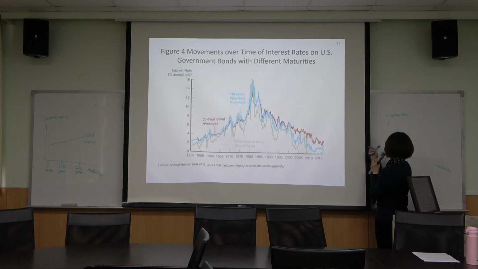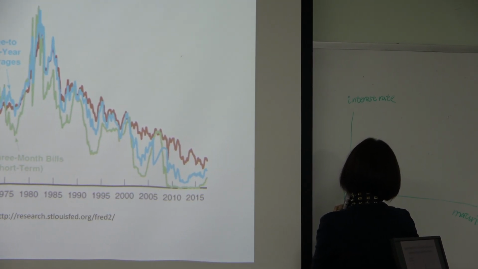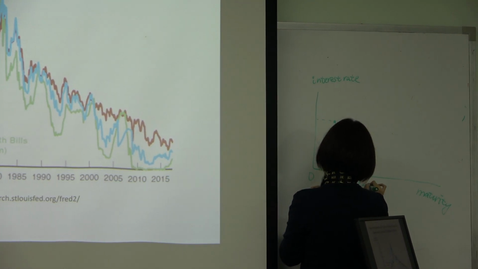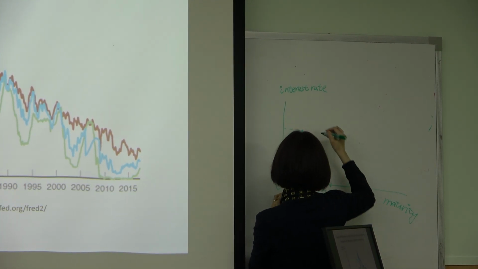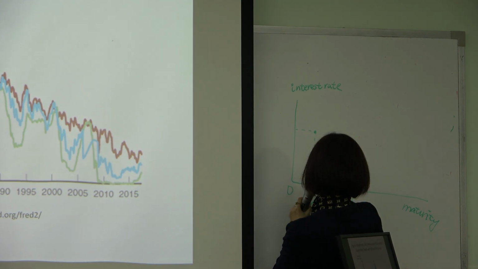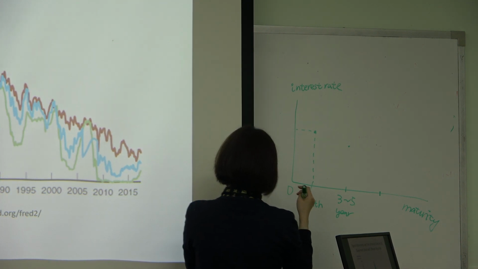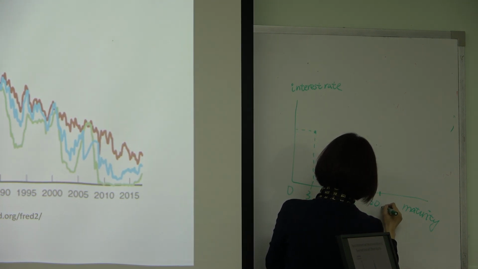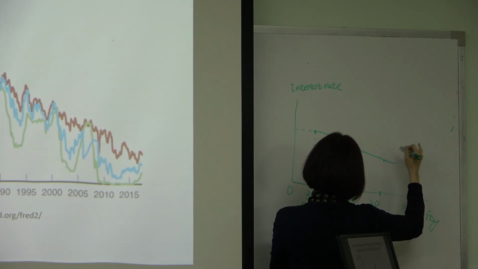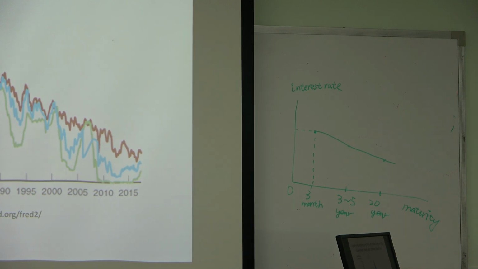So around the 1980s, the 3-month interest rate is the highest. Then the 3 to 5 year bond, the interest rate is lower than the 3 months. And then the lowest is the 20 years. So in this case, during the 1980s, the yield curve is downward sloping.